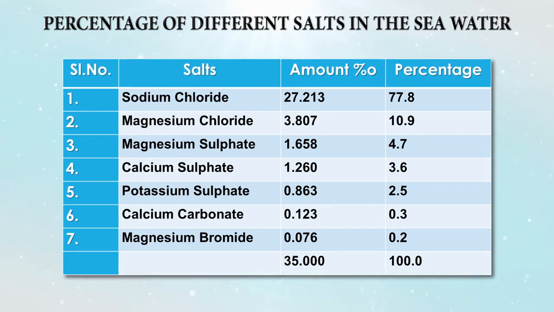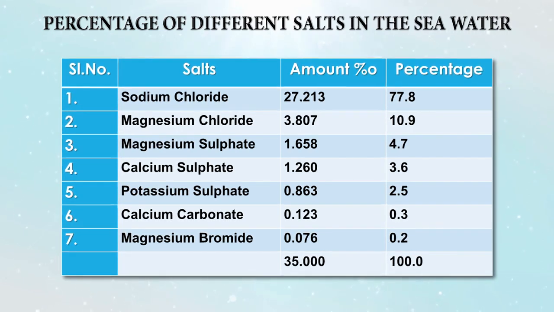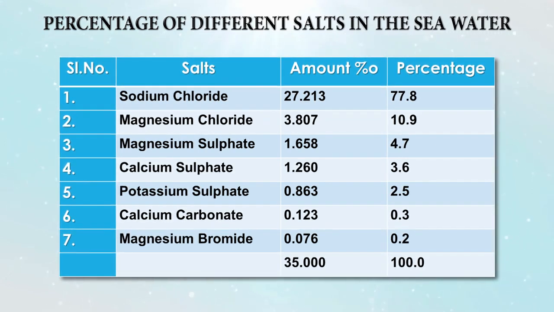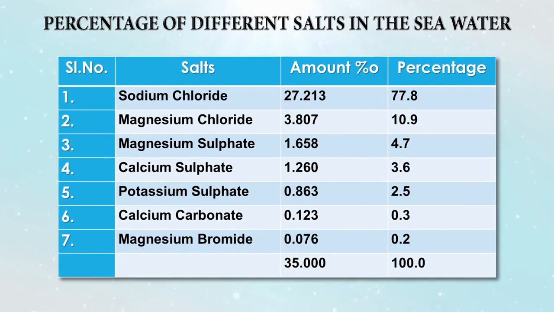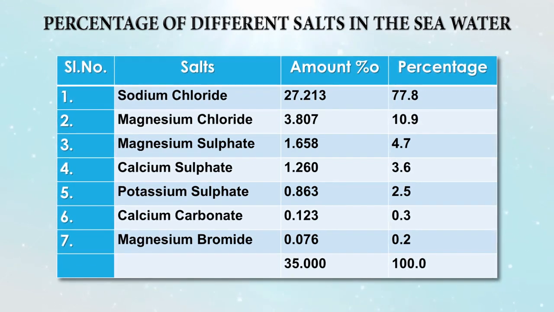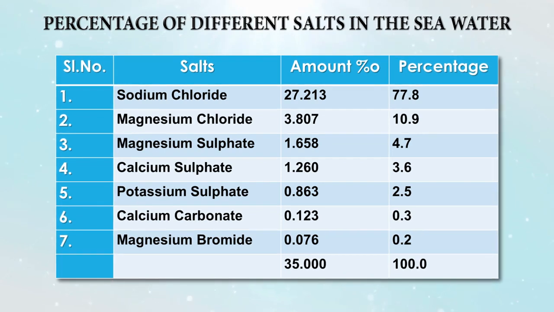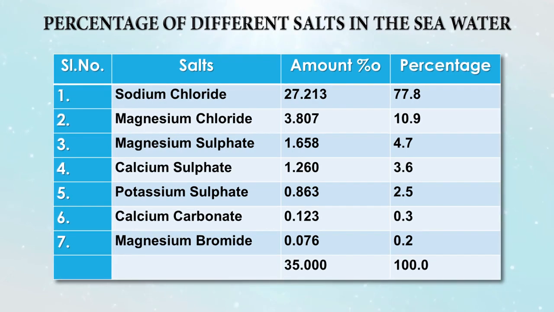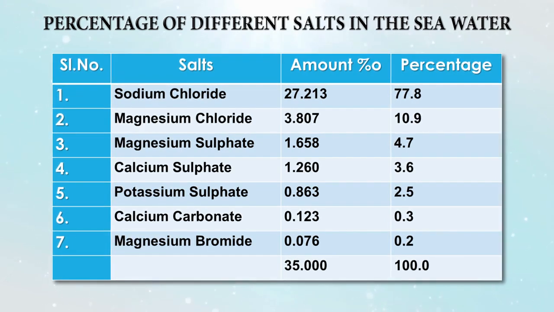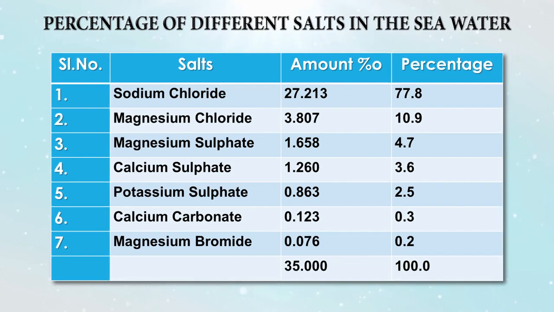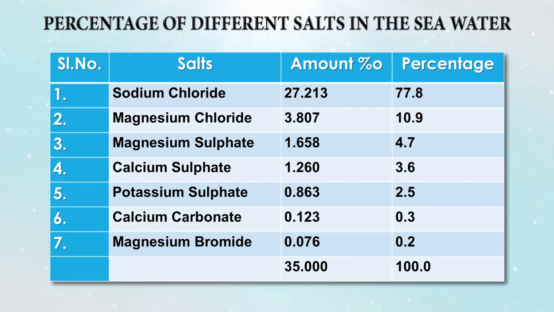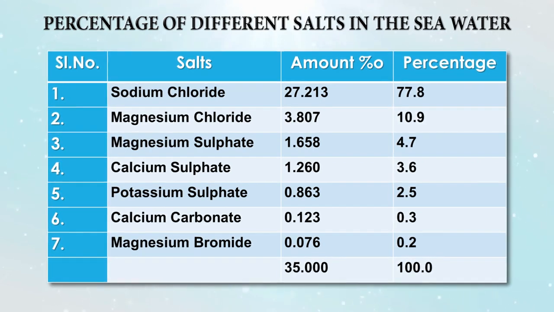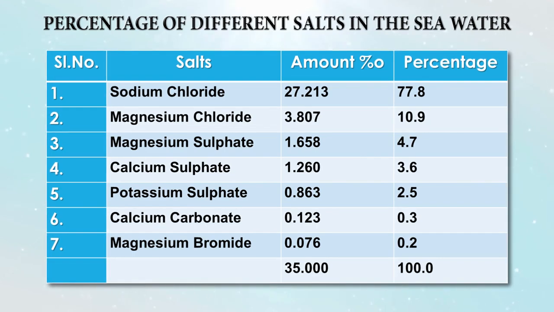You can see if we consider the average salinity as 35 per thousand, then the amount of sodium chloride is about 27 per thousand. And then we have other salts like magnesium chloride, magnesium sulfate, calcium carbonate, etc. And you can see the rightmost column is shown in terms of percentage. So both in terms of per thousand and in terms of percentage, the amount of different salts in the sea is shown in this table, and you can compare them.